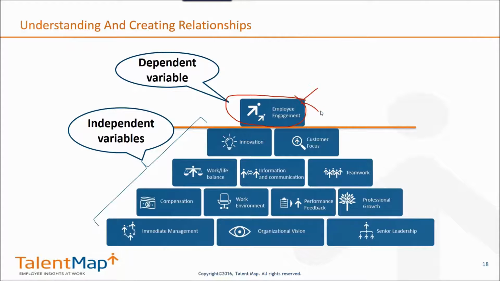We have 6 questions. 3 of them measure job engagement, 3 of them measure organizational engagement. And we also have a whole factor of independent variables, things that we think influence employee engagement for your organization. Here's a standard set of ones that we use at Telemap. But your organization might be different.